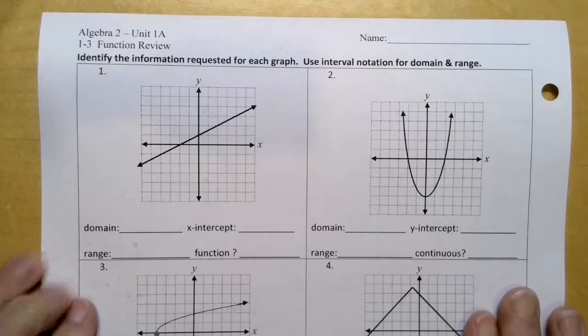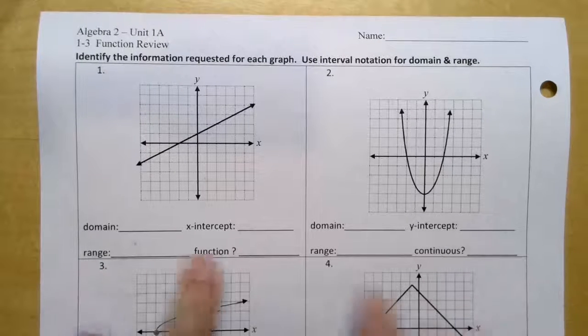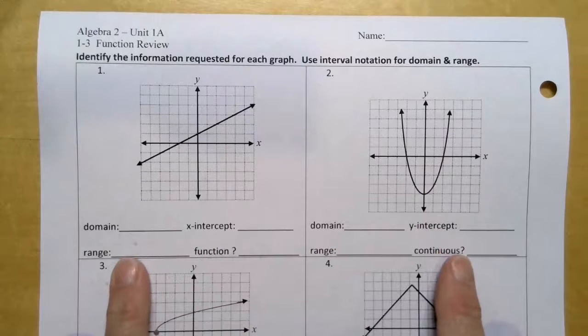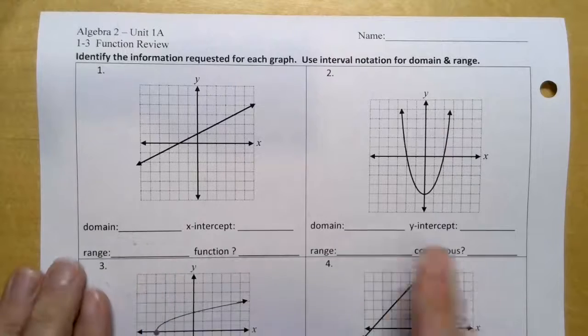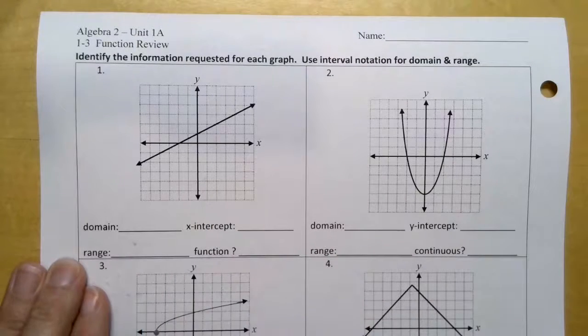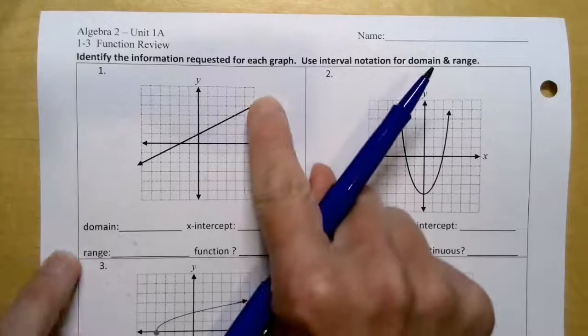Okay, so on our first page, what we're looking at at the start of this is just domain and range, x and y intercepts, continuous, whether it's a function. So let's jump right in to graph number 1. This is a linear equation.